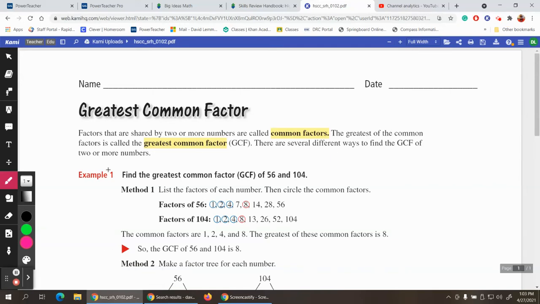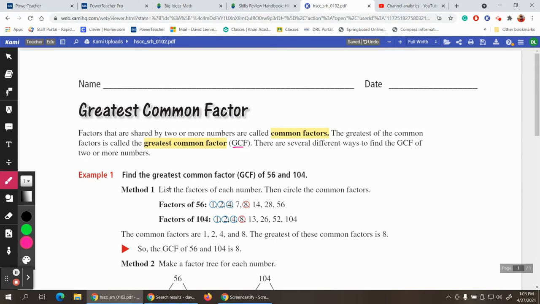Talking today about the greatest common factor. Factors that are shared by two or more numbers are called common factors. We did our prime factorization in our last video, and now we're talking about common factors and the greatest common factor, also known as the GCF. There are several different ways to find the GCF of two or more numbers.